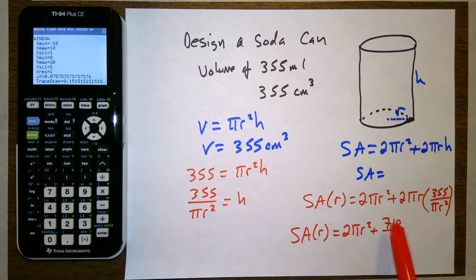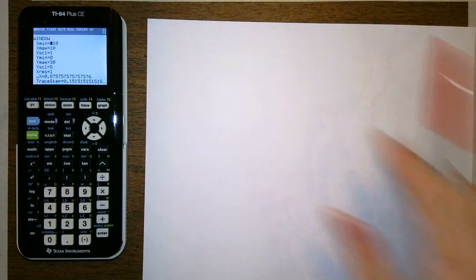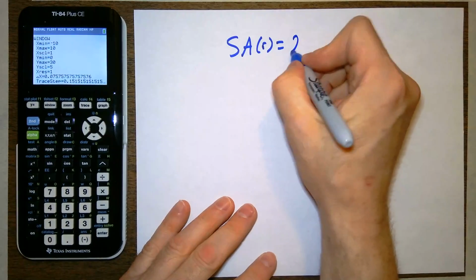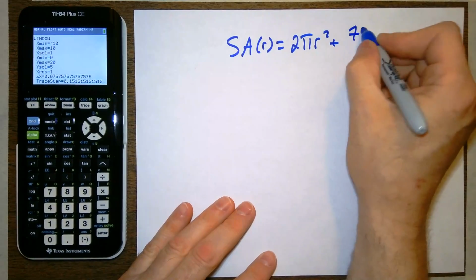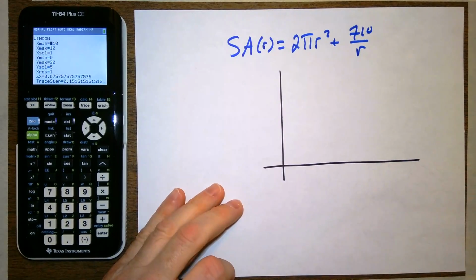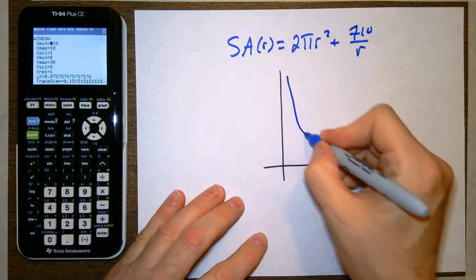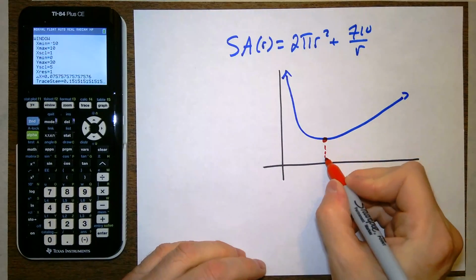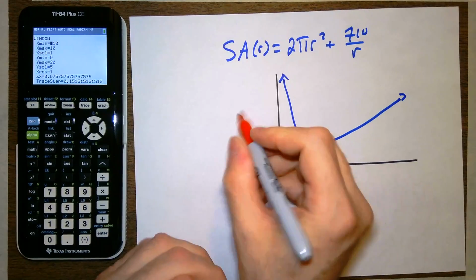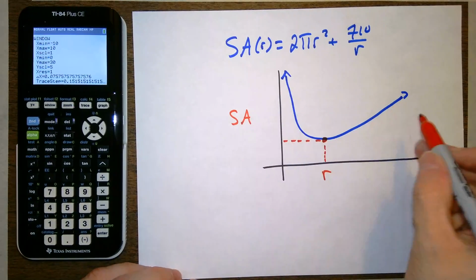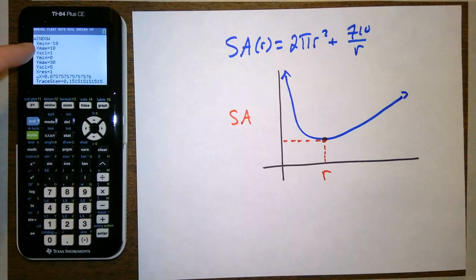Now, as I go to make the window of this, I have to think about what type of window. And do we remember what graph we're expecting here? What type of graph we would expect from this? If I have my surface area as a function of the radius, 2 pi r squared plus 710 over r, we should remember that the function is going to look something like this. This is what I'm looking for. And of course, the minimum value is going to be right here. And this would represent my radius, and this represents my surface area. Radius in centimeters, surface area in square centimeters, the minimum value. So this is the graph I'm expecting. Knowing this will help us decide what the windows should be.